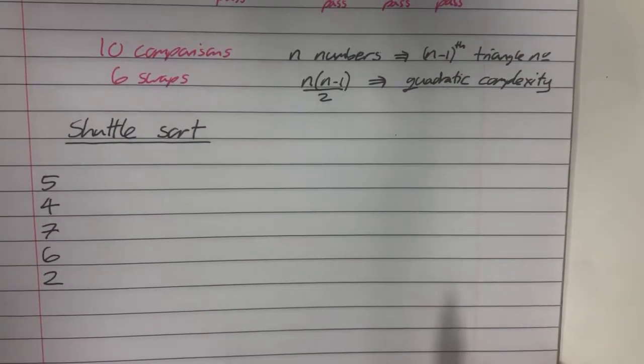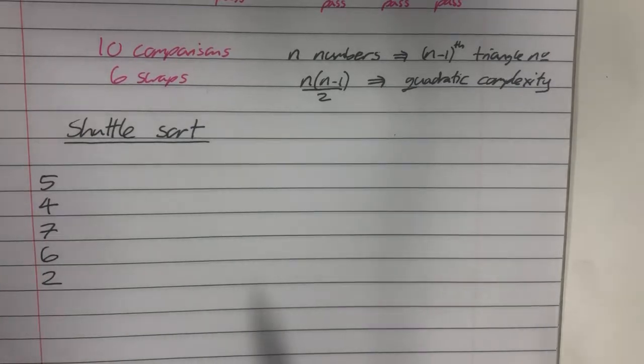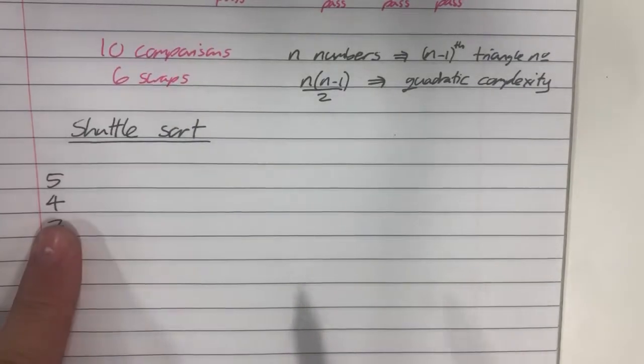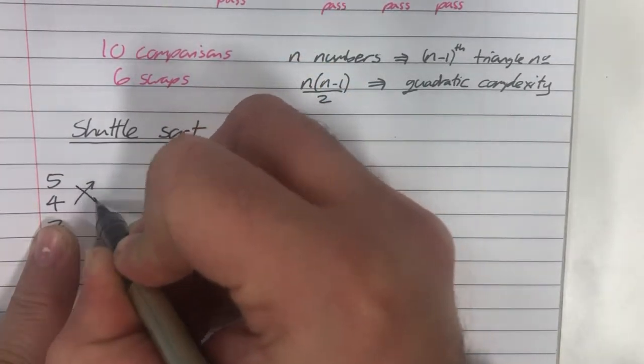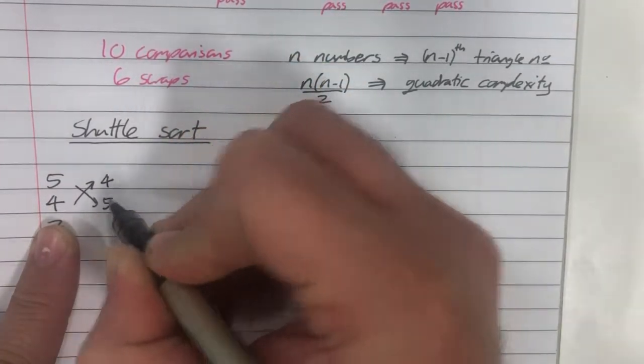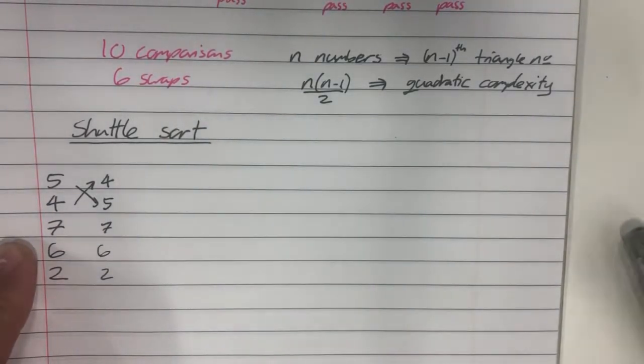Second algorithm, Shuttle Sort. This one is similar to the bubble sort, except rather than sorting a number in position each time, it looks at the list and says, okay, well, I'm going to sort those two out. And then, in this case, it would swap them over, and everything else remains the same. And that's the end of the first pass.